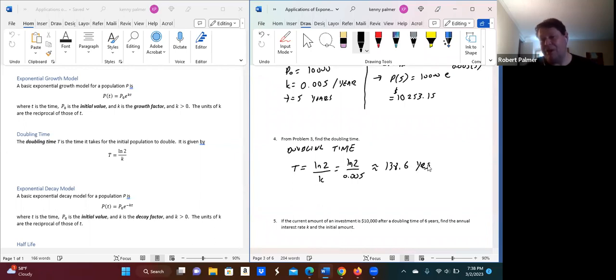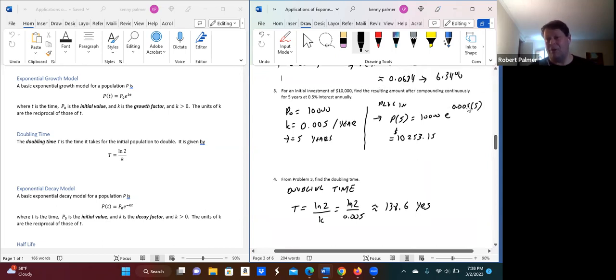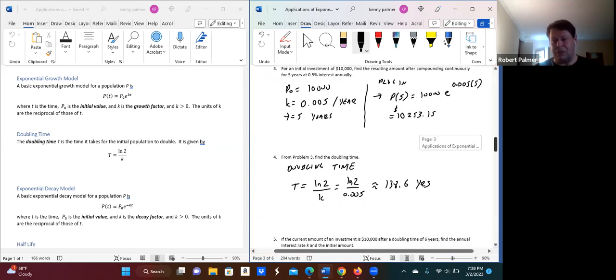That's a long time. The reason it's a long time is because our interest rate, our growth factor, is really small. That's the reason it takes such a long time. So if you were trying to grow an amount for retirement, then obviously this would not be a good way to do it at this interest rate, because the interest rate is so small. Okay. All right. Let's see what's next.